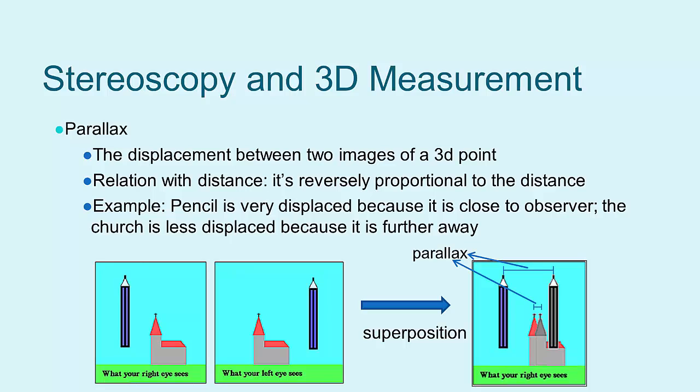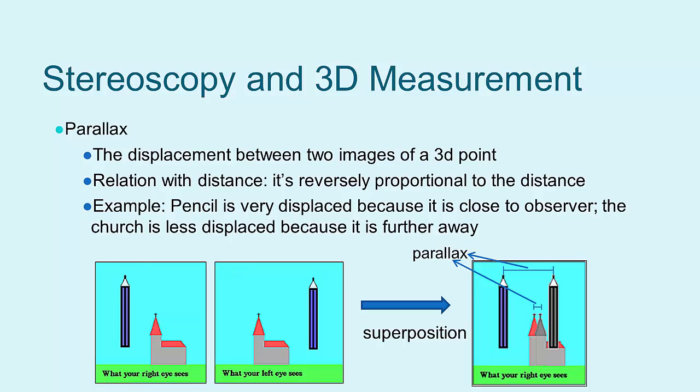Let's first take a look at the principle of stereoscopy. The parallax is the displacement of the 3D position on two images caused by different positions of observation. It relates the 3D position of the object from the camera. The parallax is inversely proportional to the distance of the 3D position from the camera, which means the larger the parallax, the closer the object in 3D is to the camera.